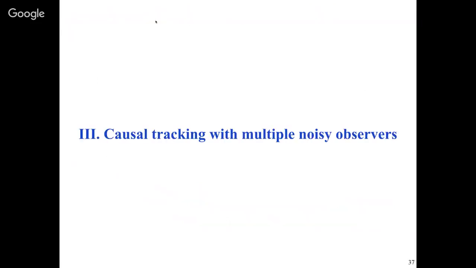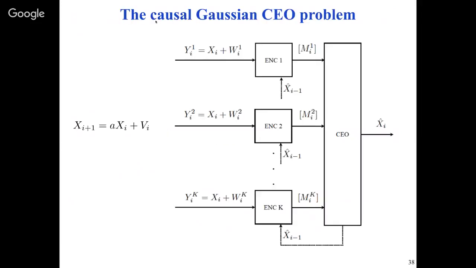Okay, and a few words about causal tracking with multiple noisy observers. This is actually a causal, zero delay version of the Gaussian CEO problem. In the Gaussian CEO problem, we have k noisy observations of a Gaussian that are observed by k separate encoders, which encode those observations independently and transmit the information to the common decoder, called the CEO, Chief Estimation Officer, who takes all this information and produces the estimate of x. At its core, this is a causal version of that Gaussian CEO problem, and the picture is what you see here.